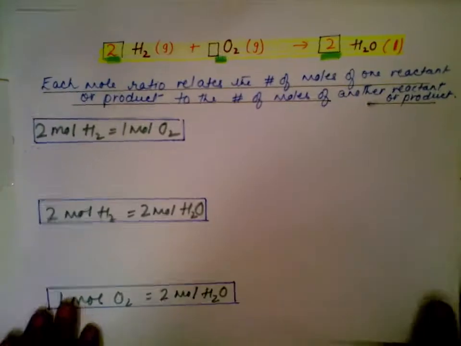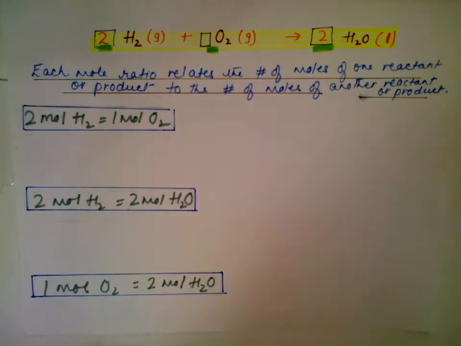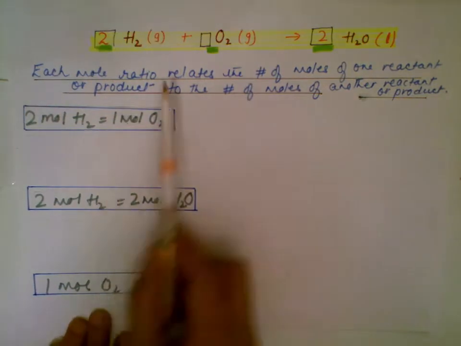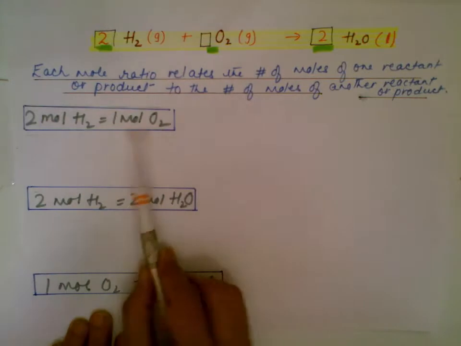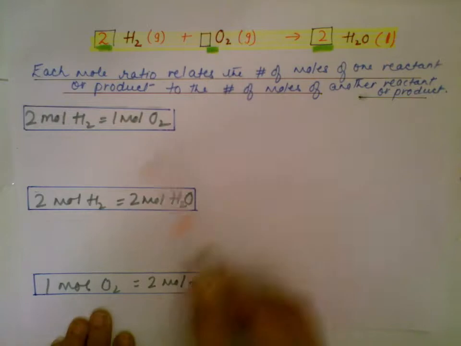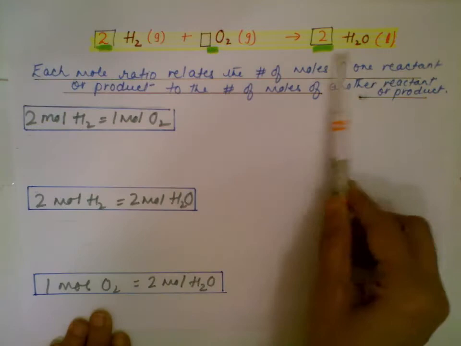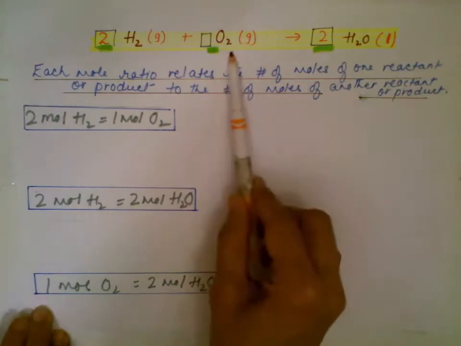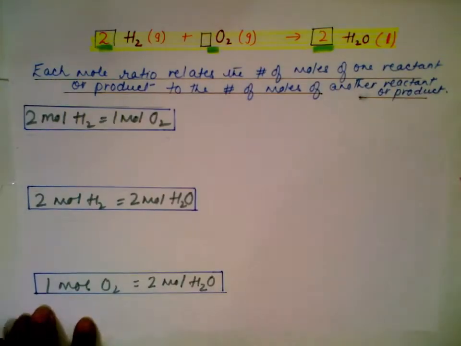Here comes another one. So here I already have written the equivalence. Let's see the relationship. So for 2 moles of hydrogen consumed, how many oxygen are consumed? 1 mole of oxygen. When there is no number here, it is 1. For 2 moles of hydrogen consumed, 2 moles of water are produced. For 1 mole of oxygen consumed, 2 moles of water are produced.